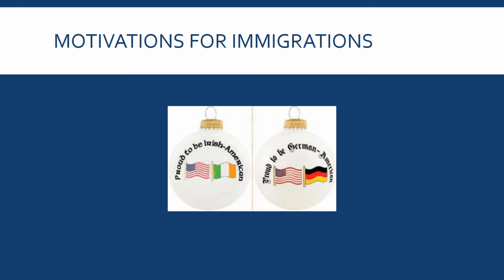Let's look closely at 2 groups. There are 2 major groups of immigrants in the mid-19th century, Irish and Germans. In just 2 decades, over 1.5 million Irish and 1.5 million Germans came to America. Let's look at why those 2 groups came.